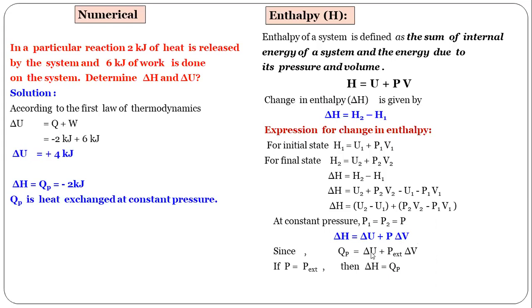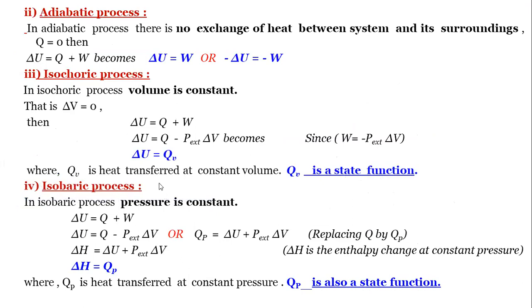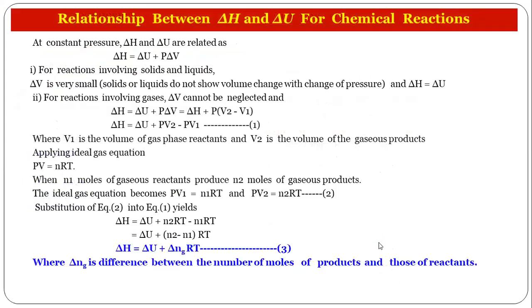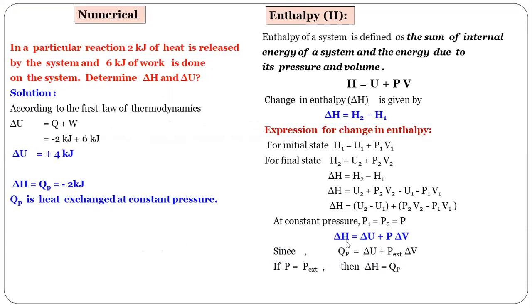You already know this, QP is equal to delta U plus P external into delta V. This is the first law of thermodynamics for an isobaric process. See, QP is equal to delta U plus P external into delta V. So, if P is equal to P external, then delta H is equal to QP. Then this equation will be changed. Remember, if we put these values in this equation, QP is equal to delta U plus P external into delta V.